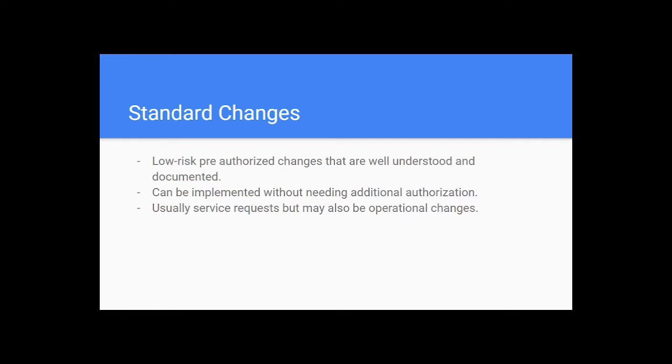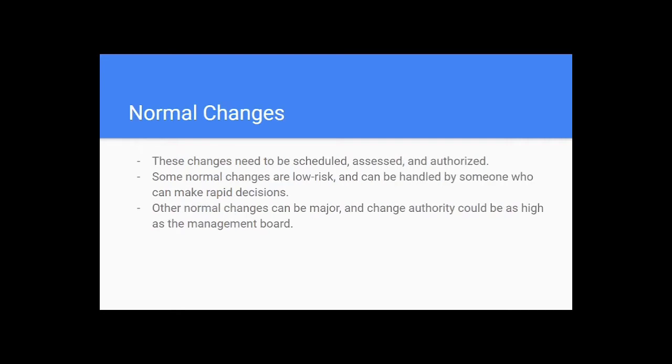The next type is normal changes. These changes need to be scheduled, assessed, and authorized before implementing. Some normal changes are low risk and can be handled by someone who can make rapid decisions, but there are other normal changes that can be major, and the authority to implement them could require someone as high as the management board or equivalent.